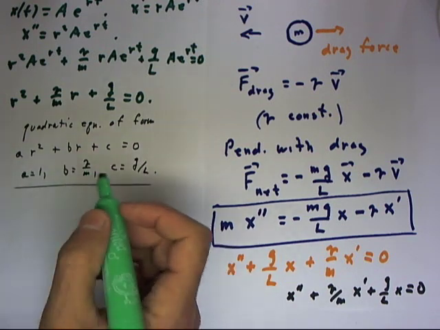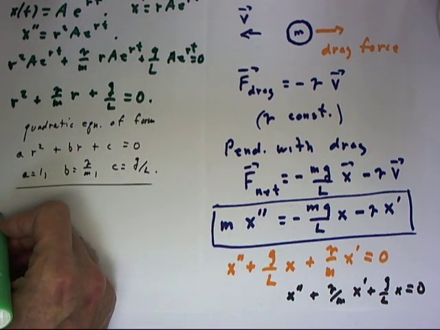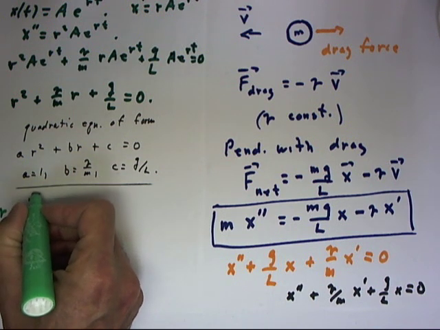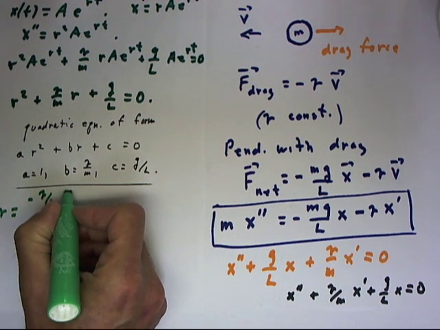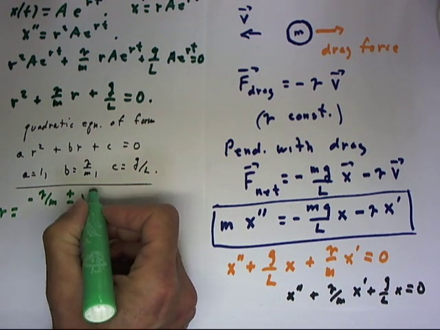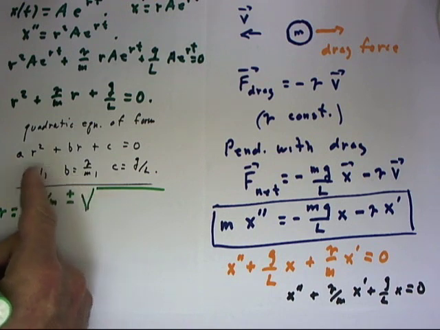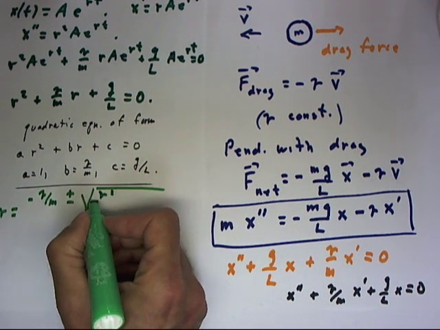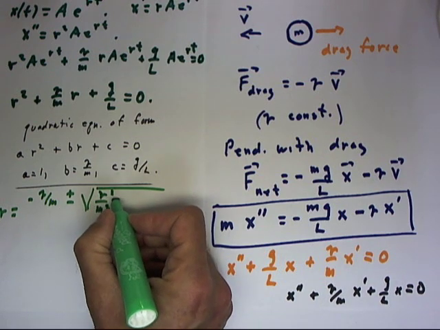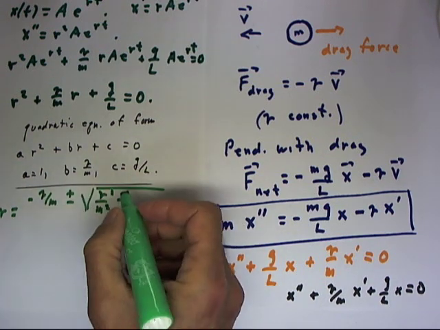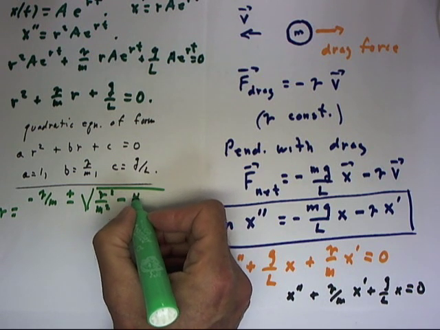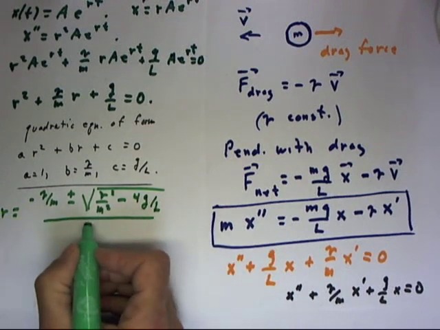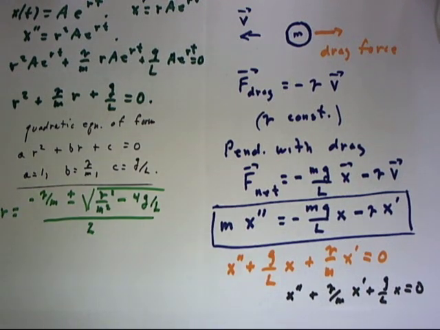Whether you've done that or not, the result is r equals negative b, which is negative gamma over m, plus or minus the square root of b squared minus 4ac. B squared is going to be gamma squared over m squared, and a is 1, c is g over l, so this is going to be 4g over L, and this is all going to be divided by 2.